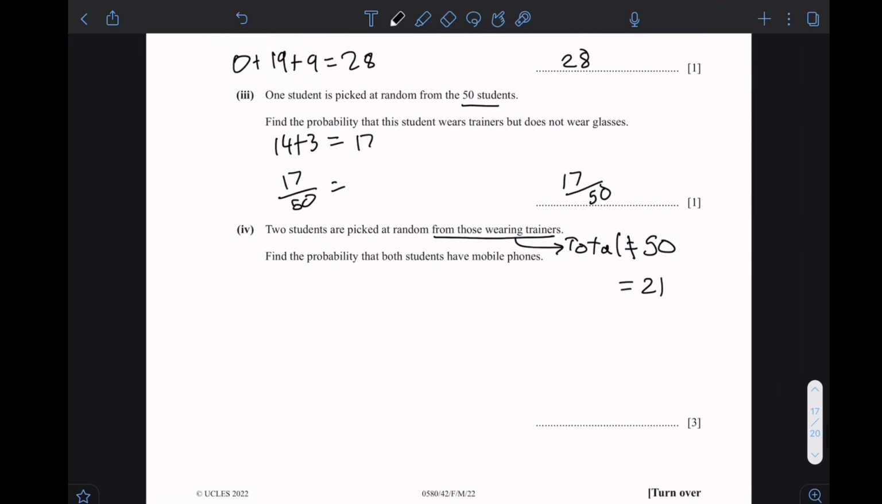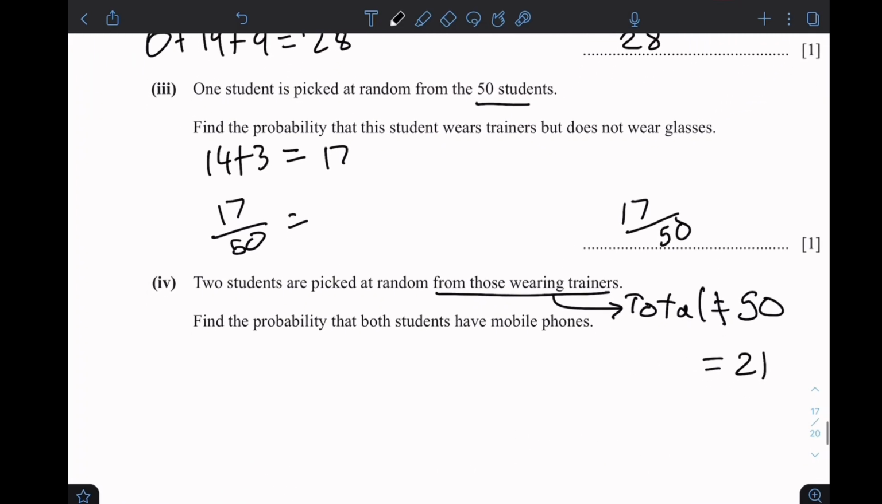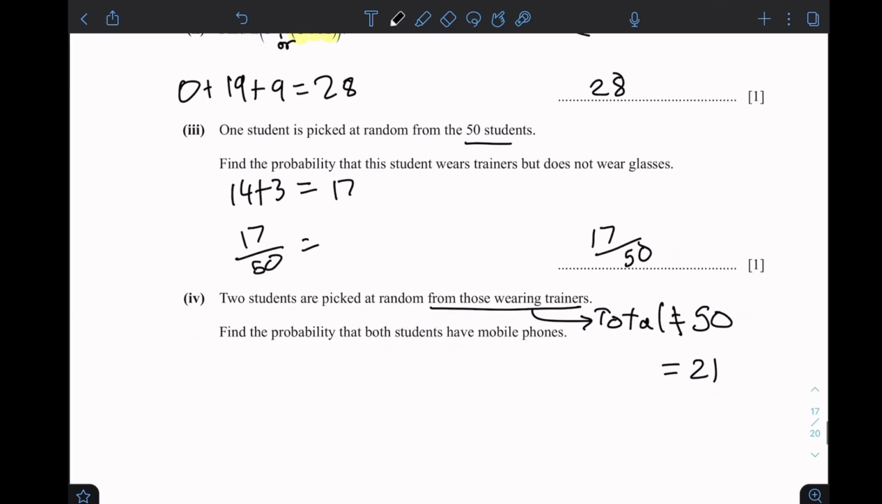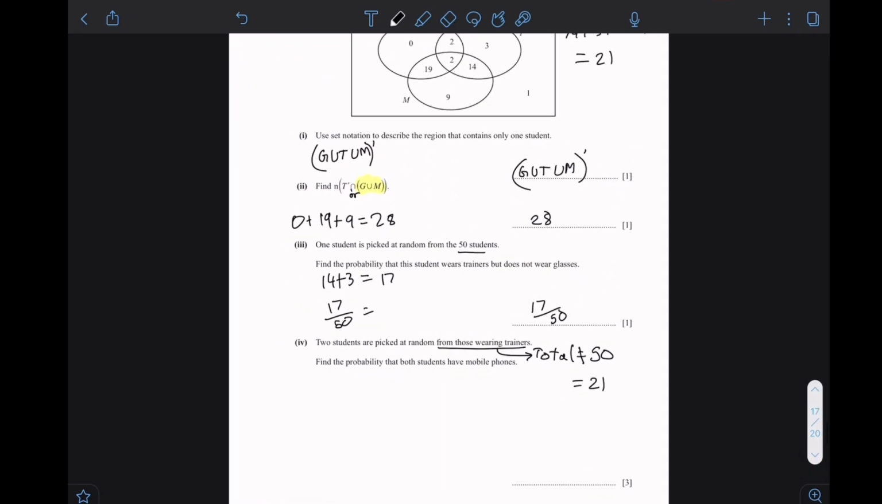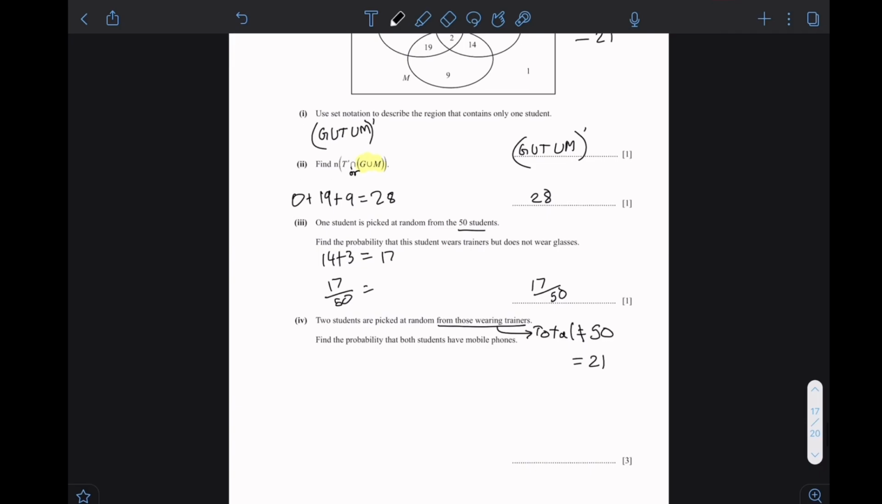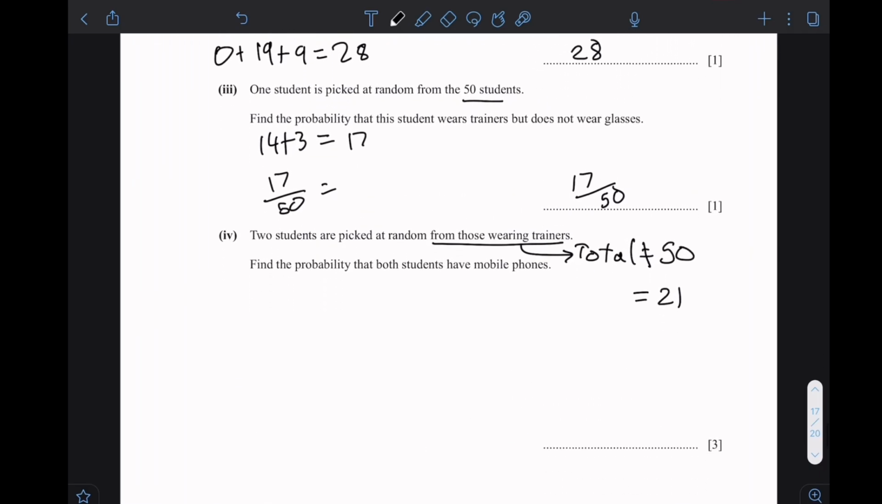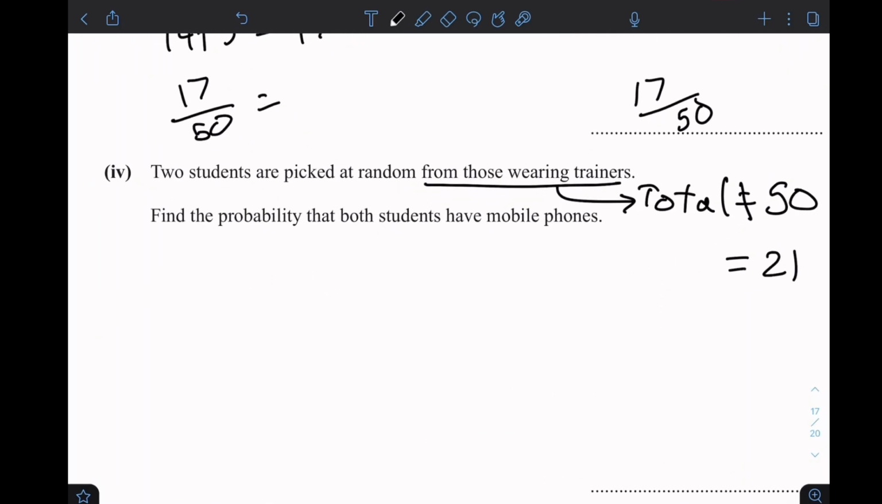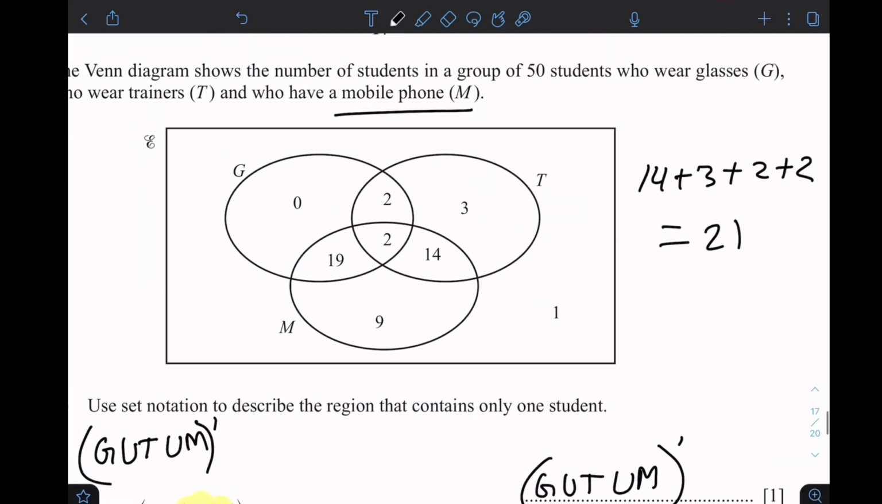I'll tell you why. Because they did not say out of the 50 students. They said from those people who are wearing trainers. From the students who are wearing trainers, they're picking two students from that, and there's some favorable outcome to that. So find the probability that both students have mobile phones.